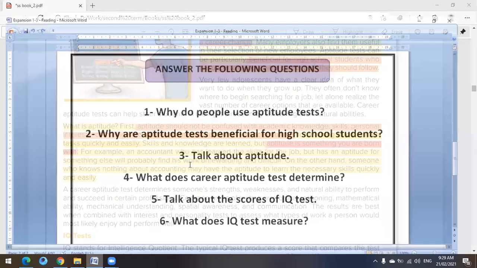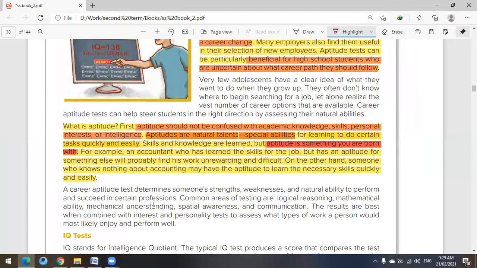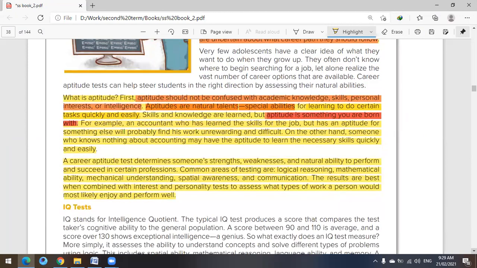Okay, now let's move to question number 4. What does career aptitude test determine? Focus well. What does career aptitude test determine? You can find the answer here in this paragraph. Search for the answer. Focus.